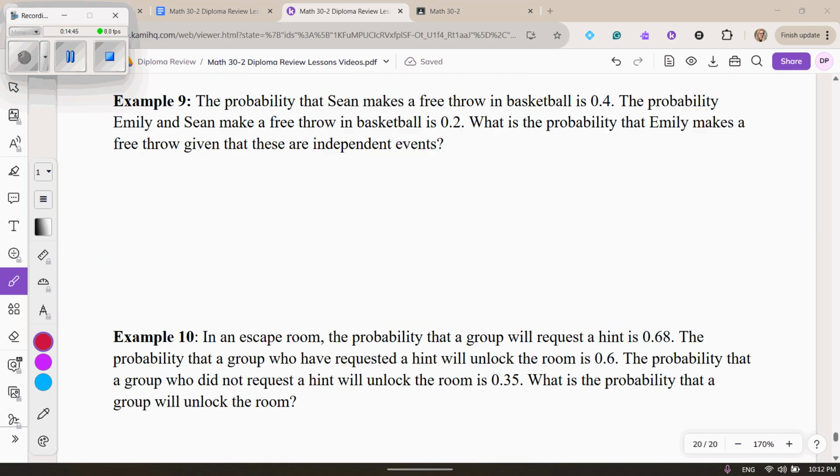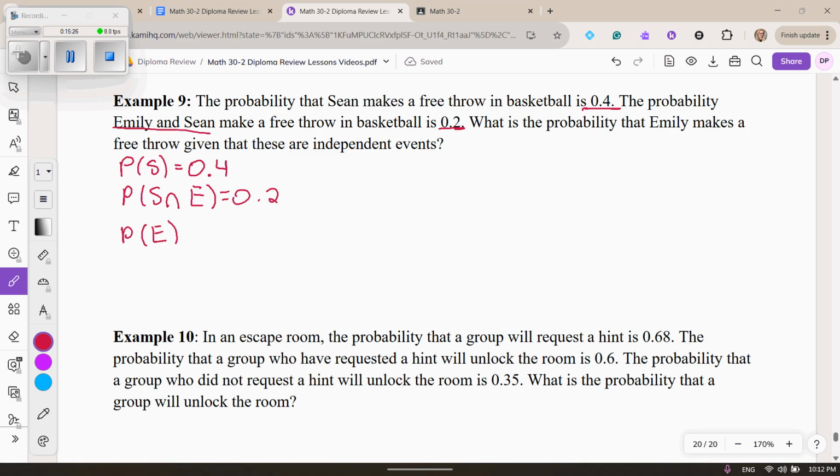All right, we have two more questions left. Example number 9 says the probability that Sean makes a free throw in basketball is 0.4. The probability that Emily and Sean make a free throw is 0.2. What is the probability that Emily makes a free throw given that these are independent events? So we know the probability that Sean makes it is 0.4. We know the probability that Sean and Emily make it is 0.2. And we are looking for the probability of Emily.